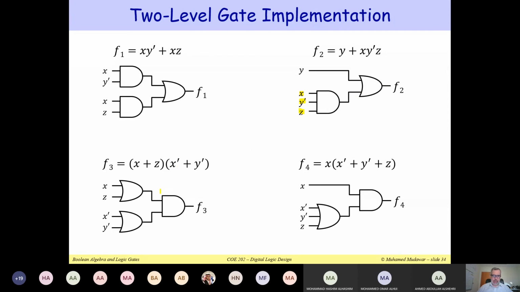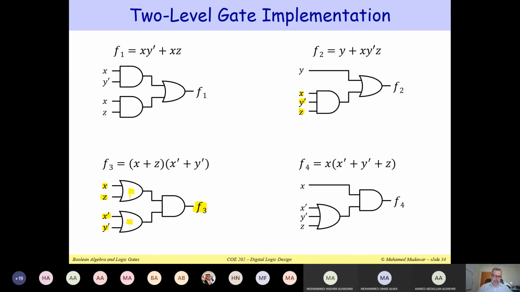In the case of product of sums, we have here F3 and F4. Notice that in the case of F3, we have x or z, so we are using an OR gate here to OR x or z. And here I'm ORing x prime or y prime, another OR gate. Again, I'm not showing the inverters for simplicity, but we need to invert x to get x prime, and we need to invert y to obtain y prime. Notice that the AND gate appears at the output. So you take the output of this OR gate and the output of the second OR gate, and then you AND them. So we call this an OR AND.